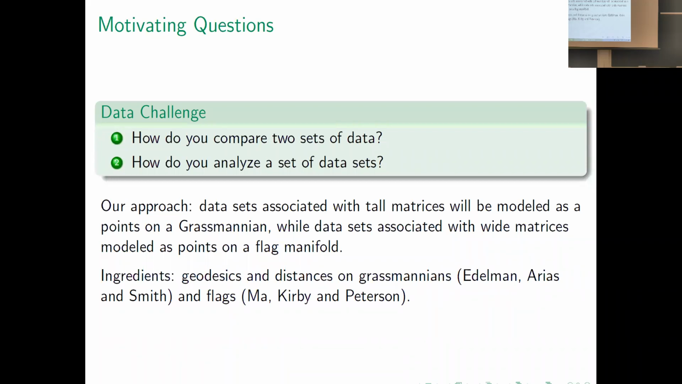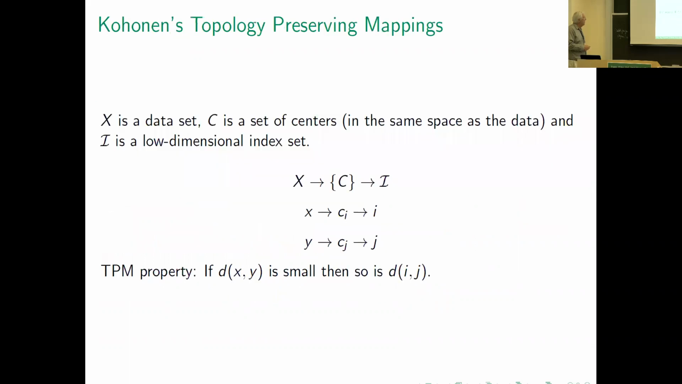The ingredients for our talk are that we're going to look at geodesics and distances on Grassmannians. This is old work, probably very familiar to you folks here, by Edelman, Arias, and Smith. And recently, with Jiafeng Ma, my graduate student, and Chris Peterson, we've looked at extending this work by Edelman and others to flags. It's late, so I'll just go through this quickly, because I don't think it's going to be easy to convey it completely.